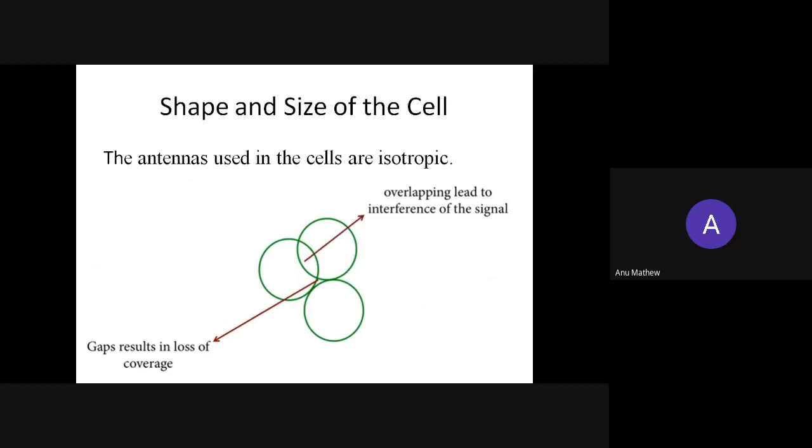So we have to divide a large geographical area into small geographical areas. If we divide in circular shape, what will happen is, some portion will remain without coverage. So gaps result in loss of coverage. Also there will be overlapping. So if we select the circular shape, there will be gaps without coverage, and also there will be overlapping that leads to the interference of the signal.